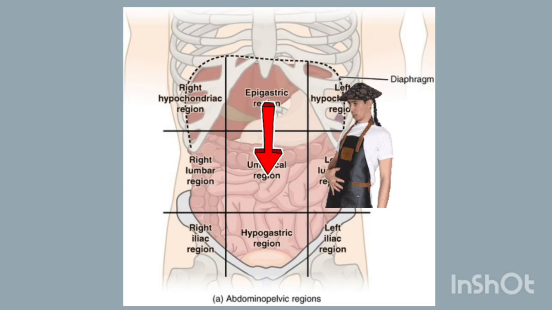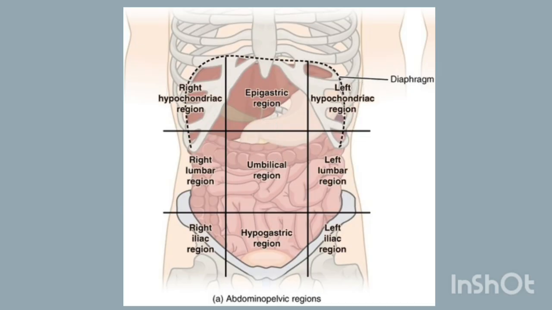You understand? The navel. You can't leave umbilicus, you call it navel. So remember that's where that part is found. So this is the umbilical region.